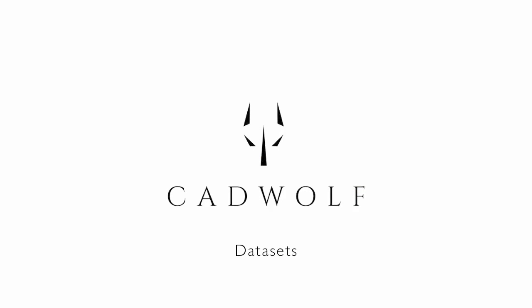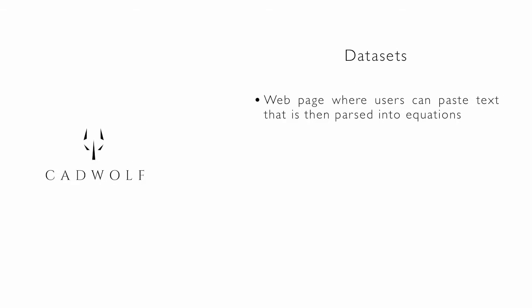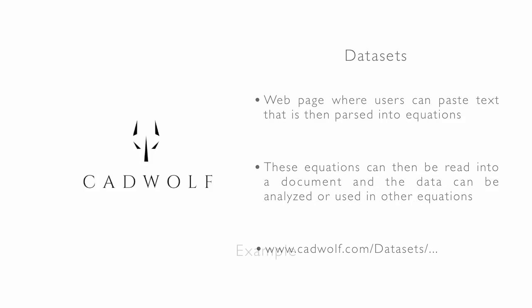We've shown that workspaces are equivalent to folders and that documents are equivalent to files. Datasets provide a way to store data in a workspace and then pull that data into one or more documents. Datasets are simply web pages that parse text and store the results in variables. All datasets have a URL with the phrase "datasets" at the beginning.